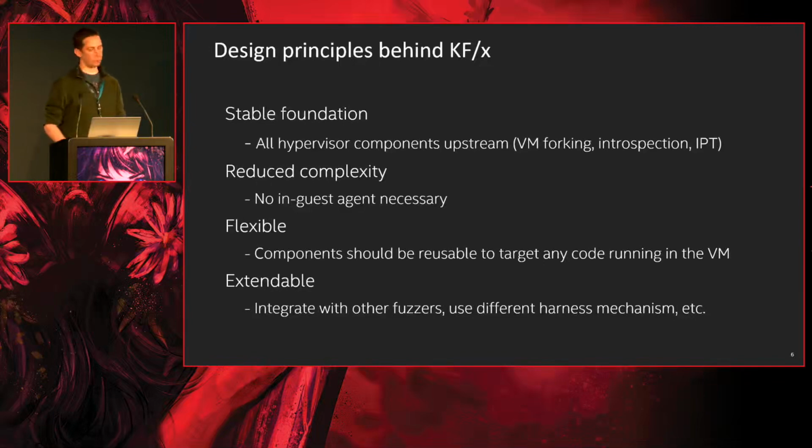All of the features for this fuzzer are upstream in Xen. You have to compile Xen with expert features enabled, right? So this is not something that you would get by default, but it's upstream. You don't have to custom patch anything. Complexity, considering that this is a hypervisor-based fuzzer, is reduced because there is no agent that you need to interact with. There's no synchronization with anything that runs in the guest besides that CPUID, right? You just add one assembly instruction to your target code, and that's all that's needed. It's fairly flexible, so anything that's running within that VM should be fuzzable.